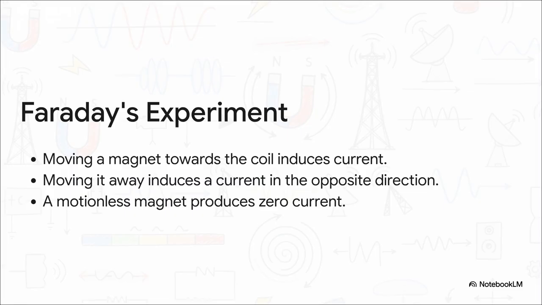He found that if you take a bar magnet and move it towards a wire coil, boom, it induces an electric current right in that wire. If you pull the magnet away, it also induces a current, but this time in the completely opposite direction. But here is the real kicker. If you just hold the magnet completely motionless inside or near the coil, you get absolutely zero current, nothing. Motion and change are fundamentally required to make the magic happen.